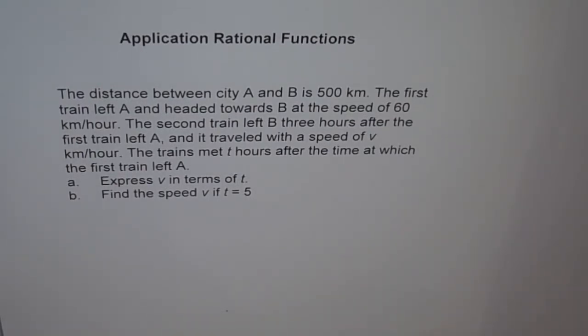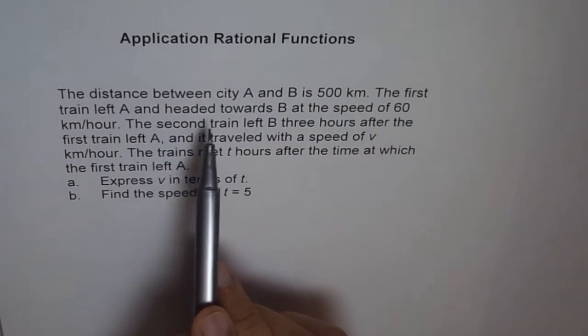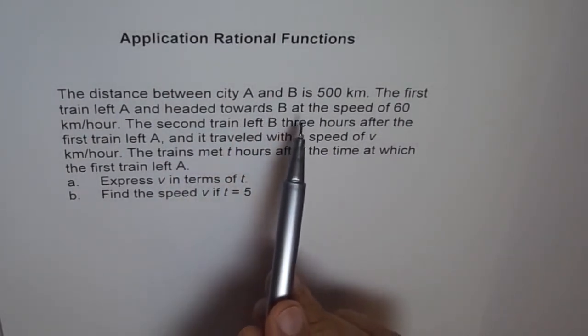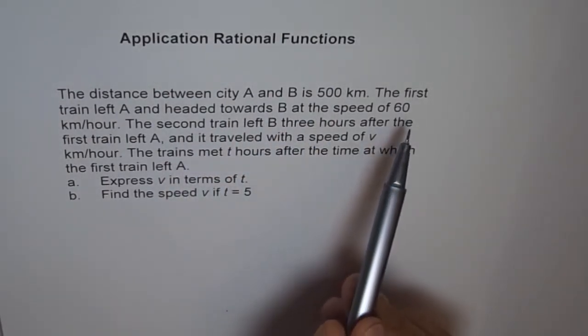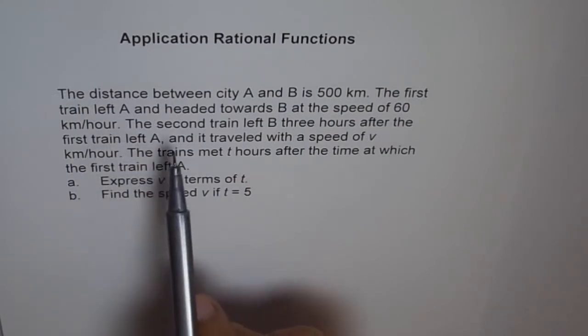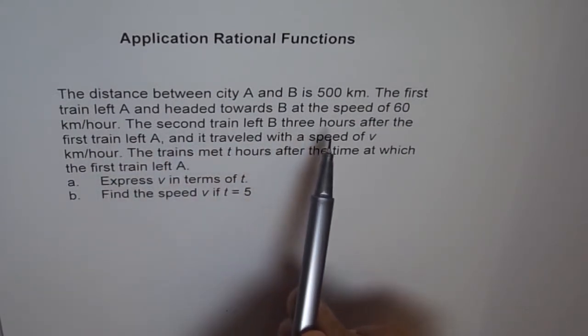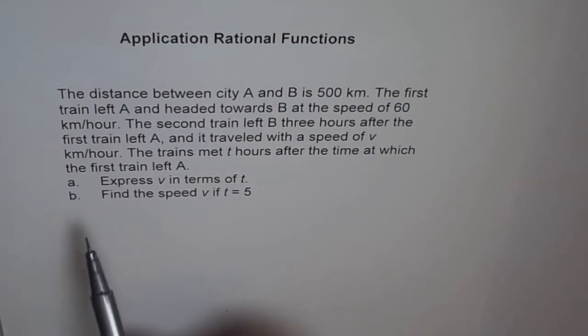Let's look into this application problem. Okay, it deals with rational functions. The distance between city A and B is 500 km. The first train left A and headed towards B at the speed of 60 km per hour.